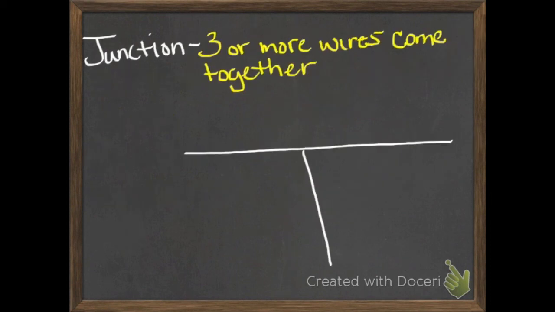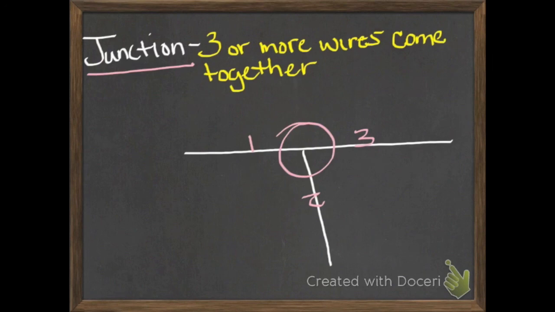So let's start off with the first part of a parallel circuit that's different from a series circuit: a junction. A junction is a place that has 3 or more wires that come together. So if you look right here, there are 3 wires and they come together. That is a junction, because you can think of this as wire 1, wire 2, and wire 3.